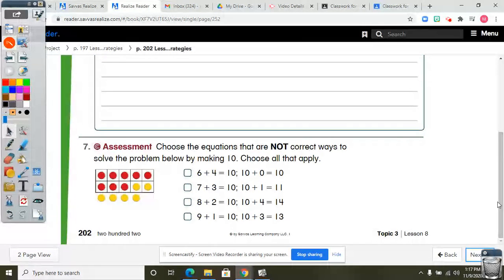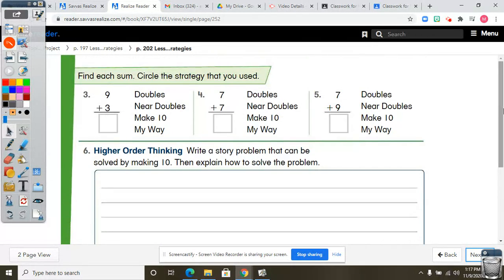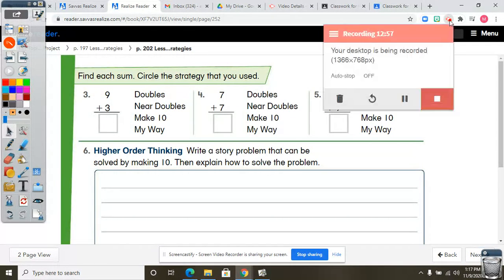When you're done with your workbook pages, please get on the Savvas website and do your quick check. Please do not fall behind on those.